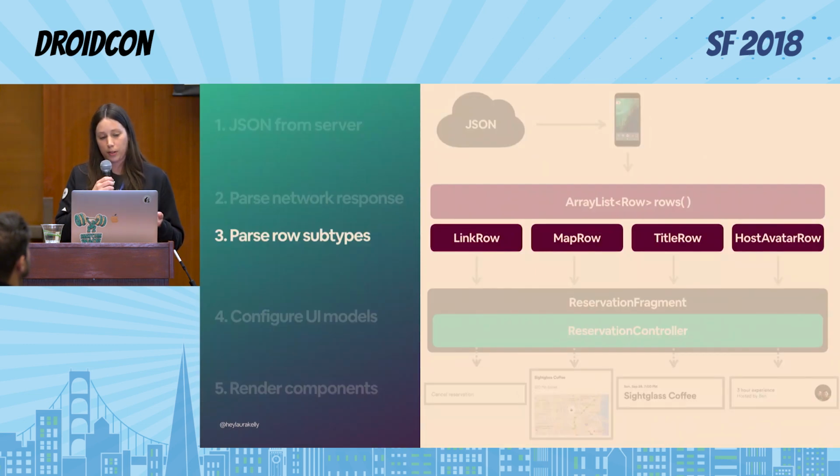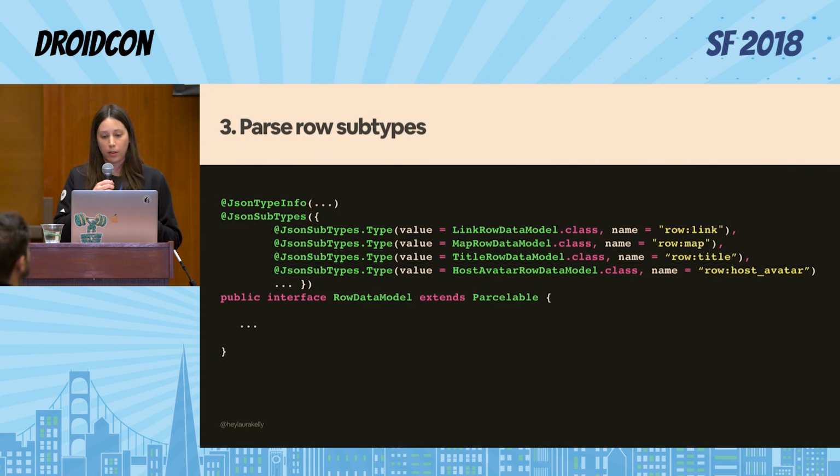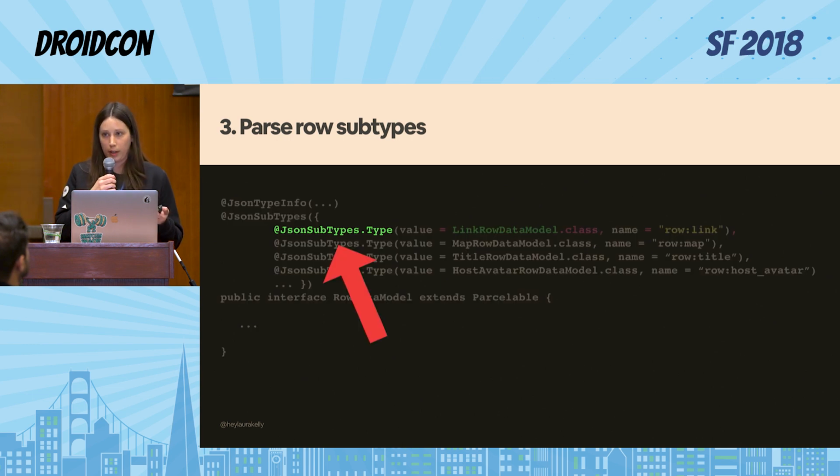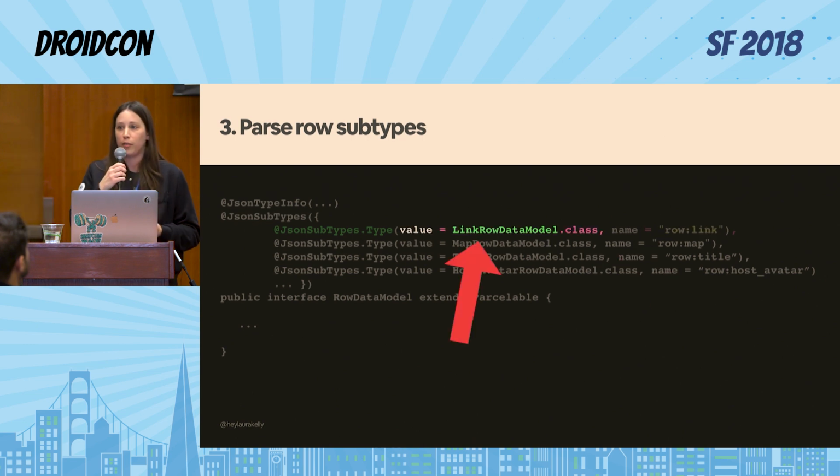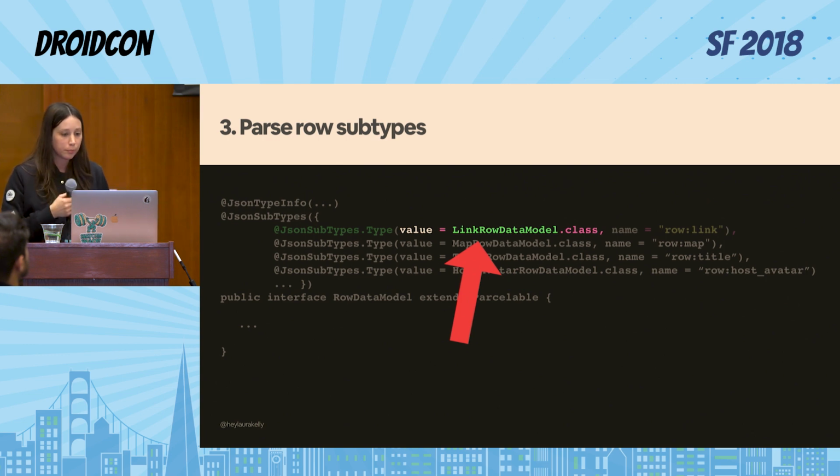Then those rows get parsed into subtypes. Also using Jackson, we have some annotations declaring different subtypes for these different subtypes of rows. So this is the annotation declaring a new subtype. And then we have a name property, which corresponds to what the type is in the API response. And we have a value which matches to the value of the actual class we're deserializing this JSON object to.